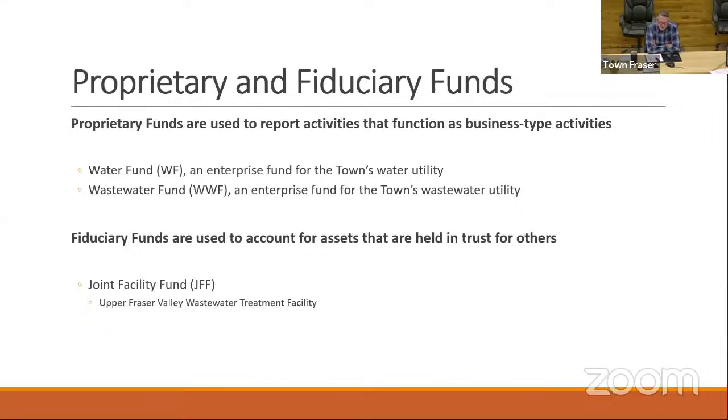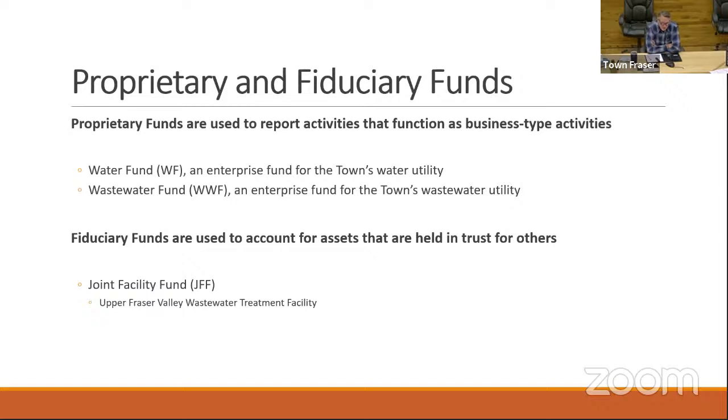Next is our proprietary funds. These are also known as enterprise funds. Proprietary funds are really used to report activities that function as a business. In other words, their funds are paid for through user fees, and because of the nature of an enterprise, all those user fees have to pay for all of the operating cost and capital cost of those 2 activities.